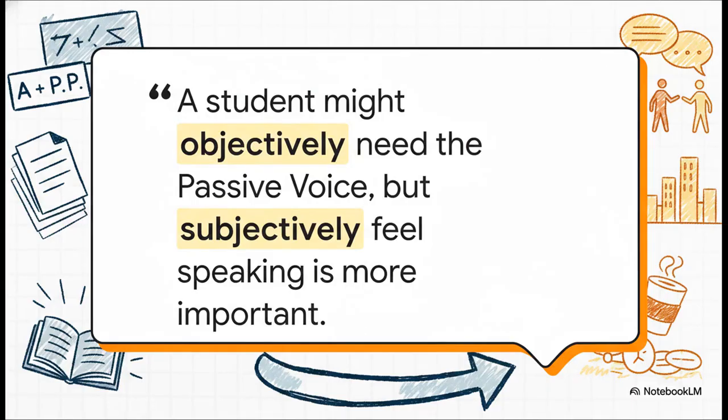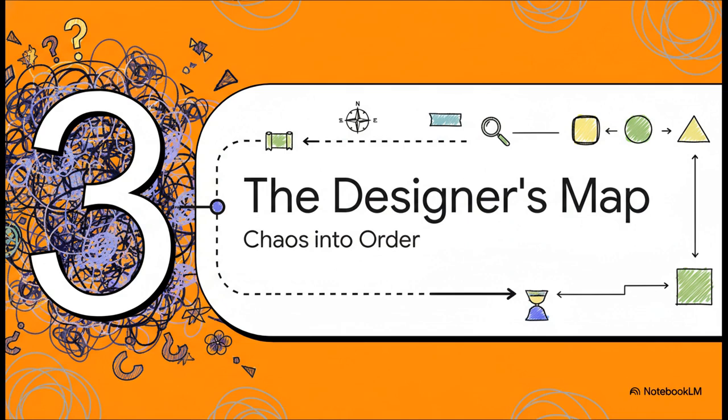And here's a perfect example of where those two can clash, right? Objectively, to ace that TOEFL exam, a student needs to get their head around complex grammar, like the passive voice. But that same student, subjectively, they might feel like, hey, what's really important to me is being able to order a coffee without panicking, or just chat with people on the street. A great designer, their job is to find a way to balance both of those things. So you're juggling objective needs, subjective needs, it's a lot.